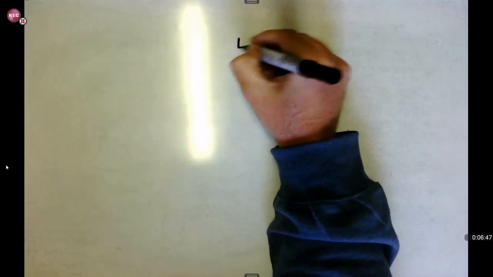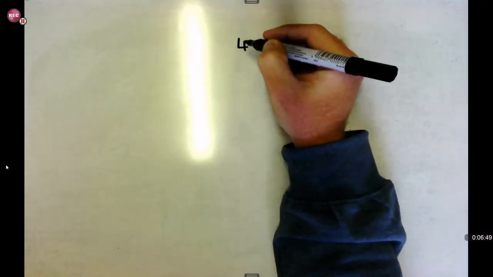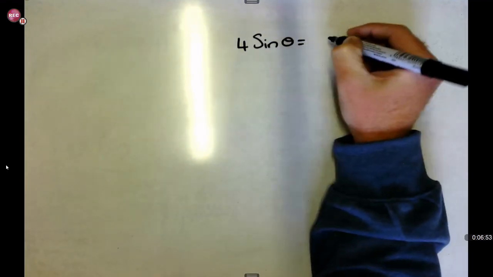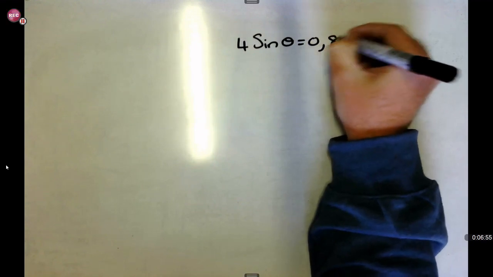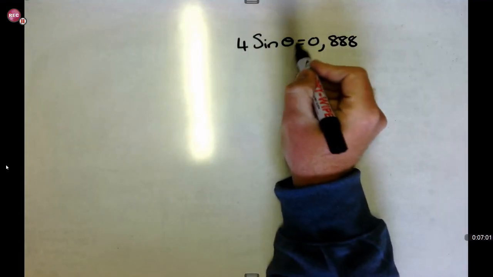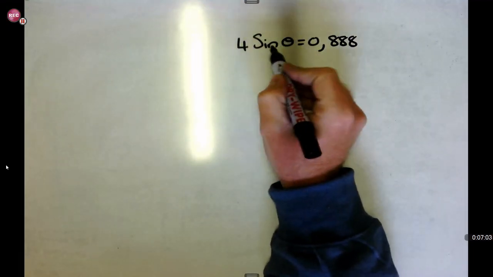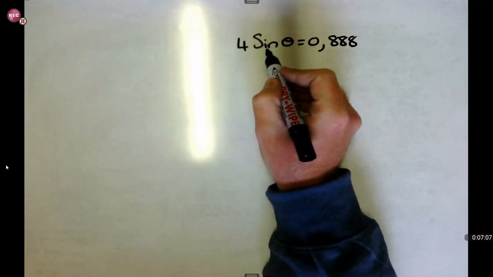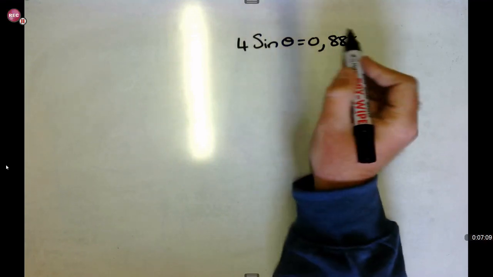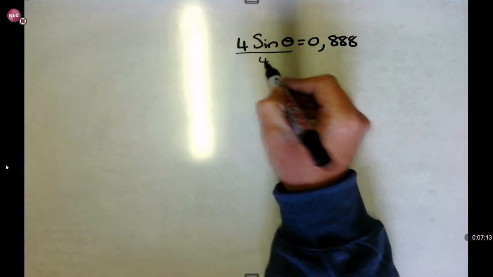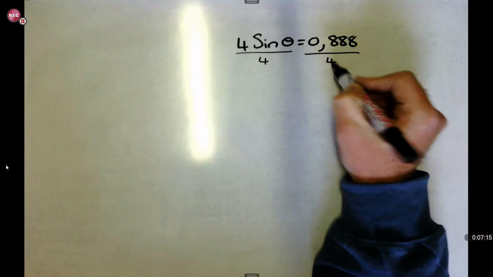Let's see, let's do 4 sine theta equals 0,888. There we go. Okay, first thing that you need to pick up. Remember, sine is on its own, which means the 4 belongs to sine. You cannot take the sine over unless you get rid of the 4. So you need to divide by 4. You need to divide by 4.